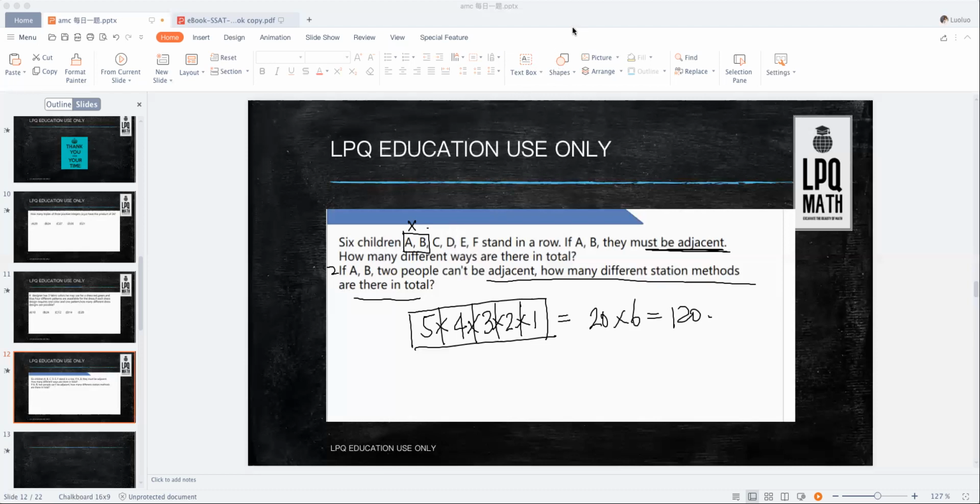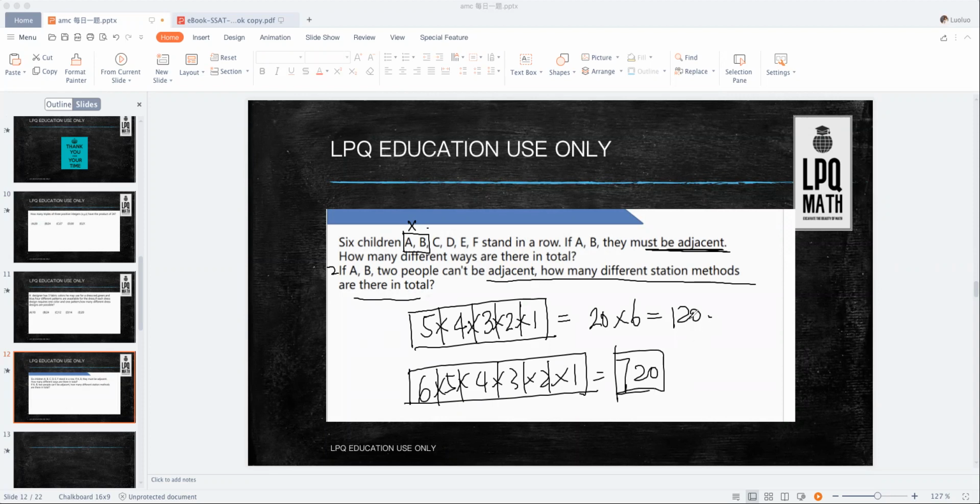Think about it. We can think backwards, okay? I give you a pause. Take a look at this one. So A and B and C and D and E, F, they actually could stand in any positions they want, right? It is 6 times 5 times 4 times 3 times 2 times 1. So altogether, there are 720 different combinations out there, right?